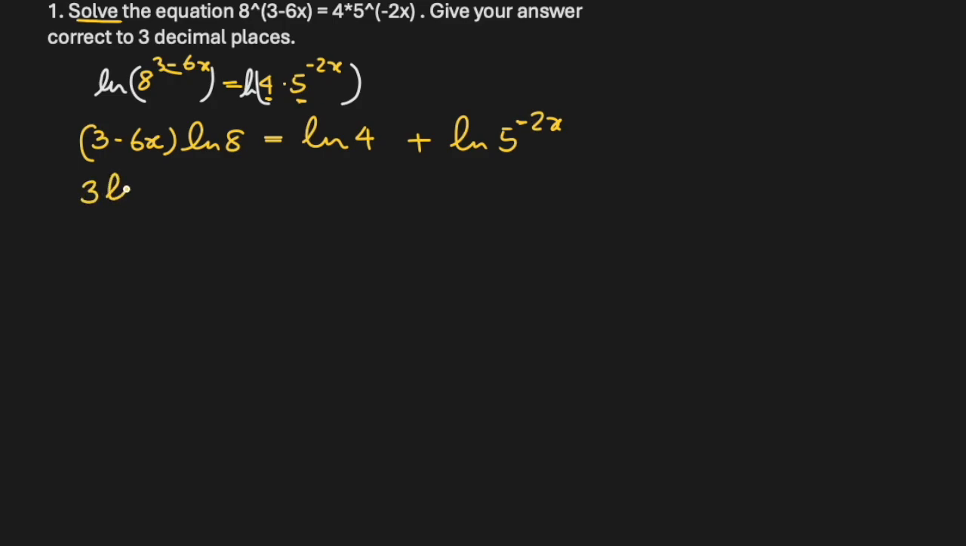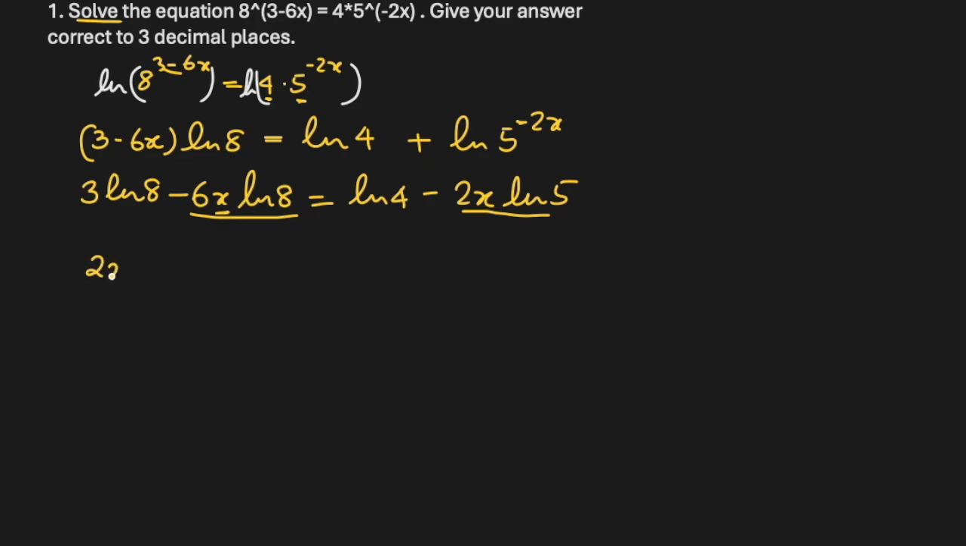So it will become 3 natural log 8 minus 6x natural log 8. The purpose is to isolate x. The right side is natural log 4 minus 2x natural log 5. So these two parts have x, they will come together. So let me bring it here. So it will become 2x natural log 5, positive, minus 6x natural log 8 is equal to natural log 4, which is already here, and this minus 3 natural log 8 will come as a negative.